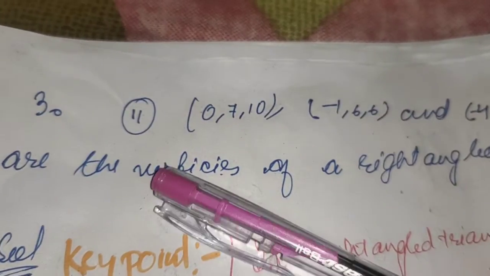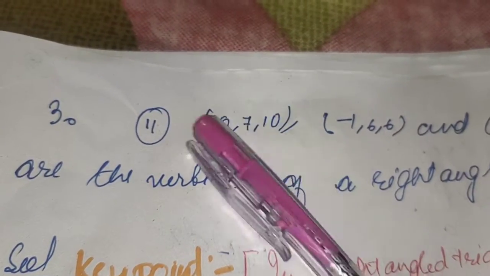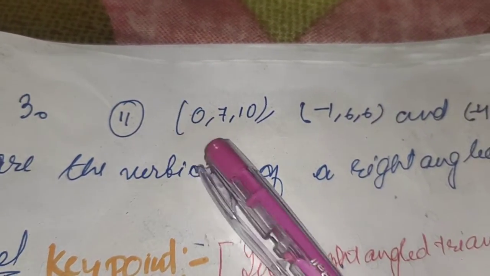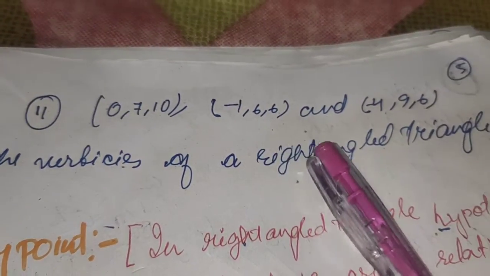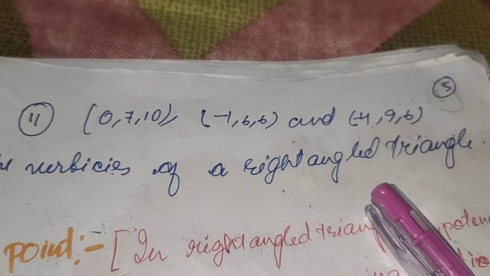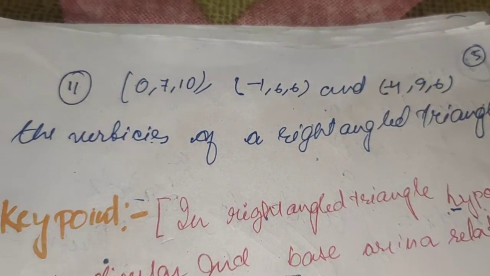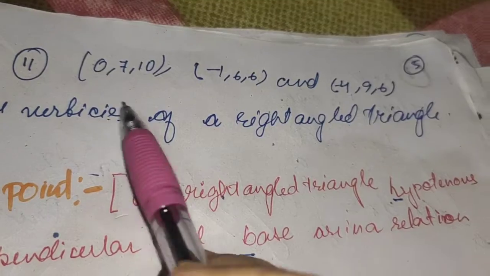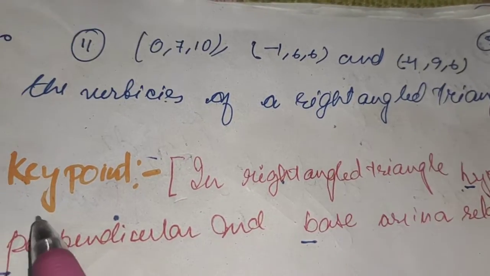Question number 3: there are two questions, and I have taken the second one. It is given that (0, 7, 10), (-1, 6, 6) and (-4, 9, 6) are the vertices of a right angled triangle. So we have to prove that these are the vertices of a right angle triangle. So what is the key point?